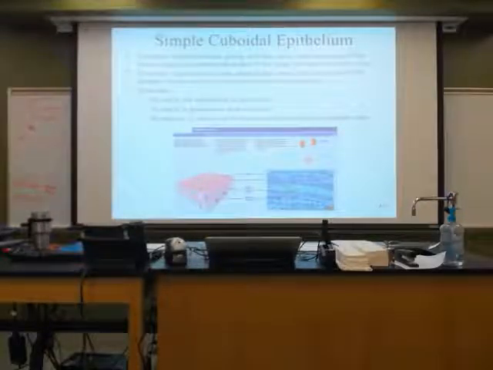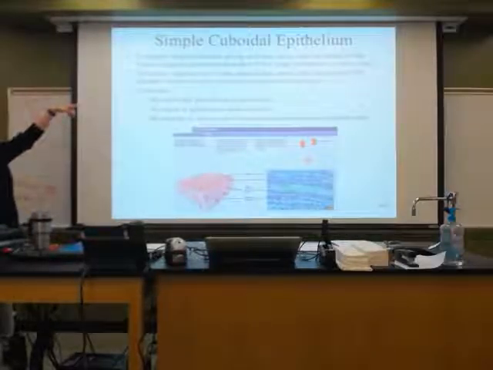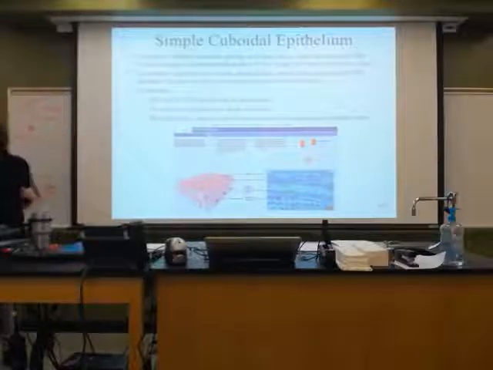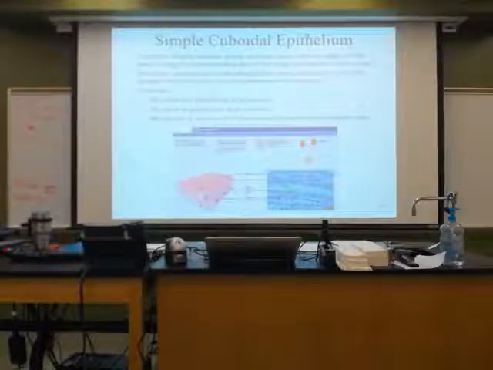One layer, cube shape. Some are going to have microvilli. Some will have cilia, such as what we find in the respiratory system. In the kidney, these cells are for secretion and absorption. In the choroid plexus of the brain, secretion, secreting the CSF. All right? Respiratory, it helps with the movement of our mucus, which is kind of cool.